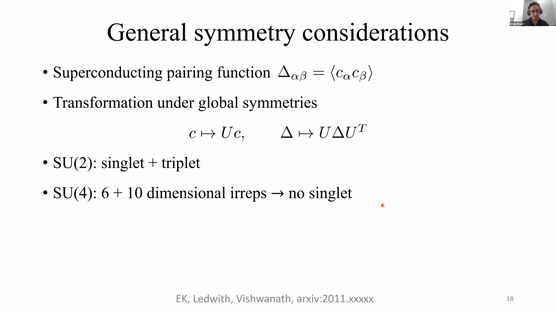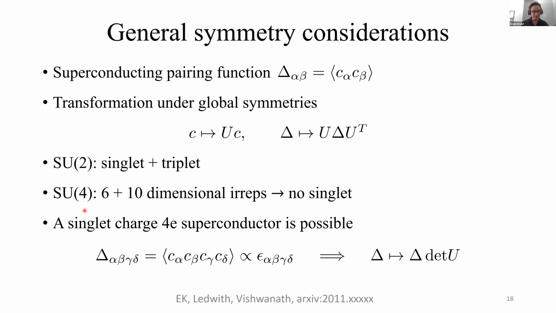So there is another possibility that maintains this SU4 symmetry, which is to take a superconductor form that is a charge 4e superconductor. So we take a condensate consisting of 4 fermion operators. In this case, if we take this pairing function to be proportional to the antisymmetric tensor, we can show that under this transformation, delta changes by the determinant of U, and if U is in SU4, then delta is invariant. So we can get a singlet superconductor, but it has to be charge 4e.